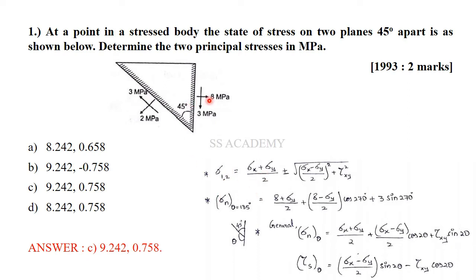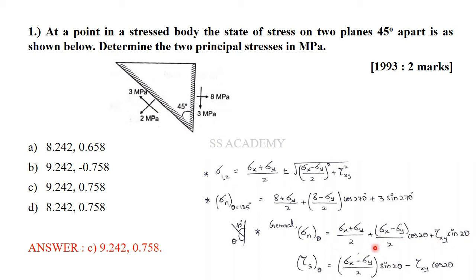Here we are given sigma x and tau xy, but there is no sigma y. We have to calculate sigma y using this. So we must know the sigma n theta formula and tau theta formula. Sigma n theta formula, as we have discussed earlier, is (sigma x plus sigma y)/2 plus ((sigma x minus sigma y)/2) cos 2 theta plus tau xy sin 2 theta.